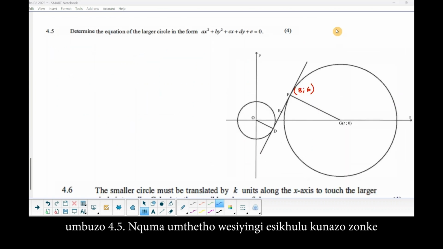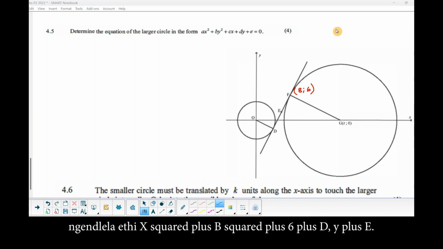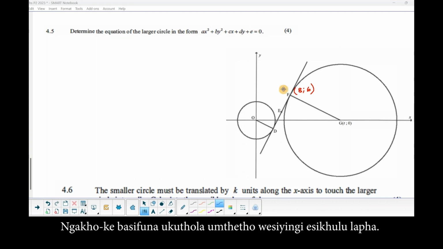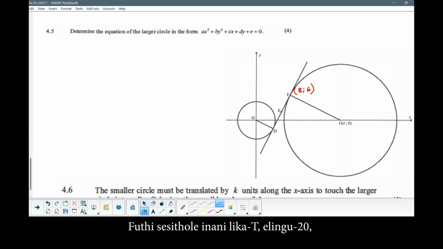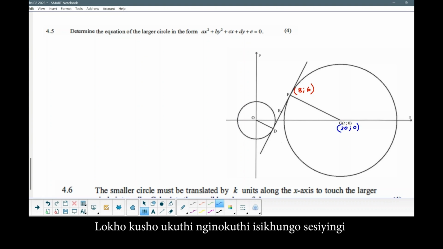Question 4.5. Determine the equation of the largest circle in the form ax squared plus by squared plus cx plus dy plus e. So they essentially want us to find the equation of this large circle here. And in order to do that, I need two things. I need the center of the circle, and we've just worked out the value of t, which is 20. So we've got 20, 0 as point G. So that means I do have the center of the circle. And I need the length of the radius.